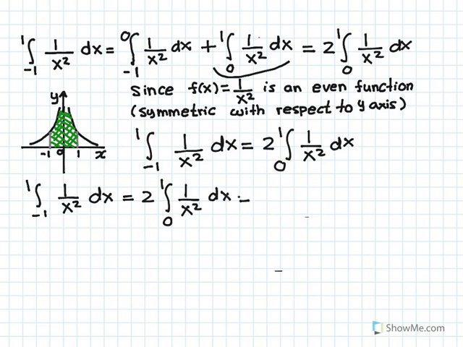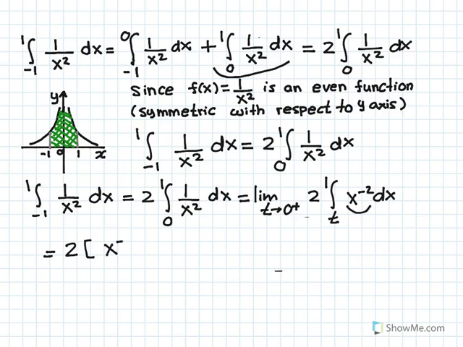Writing it in proper notation, this is the limit as t approaches 0 from the plus side, 2 times the integral from t to 1, x to the minus 2 dx. This is equal to 2 times, now we'll reverse the power rule. We get x to the minus 2 plus 1, which is negative 1, divided by negative 1, evaluated from t to 1, and take the limit as t approaches 0 from the plus side.